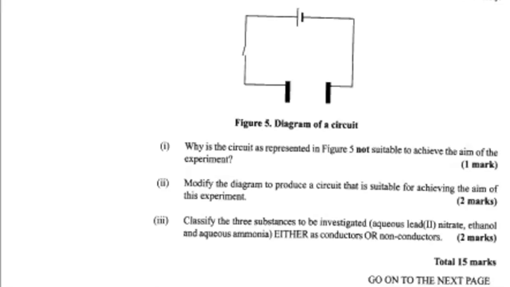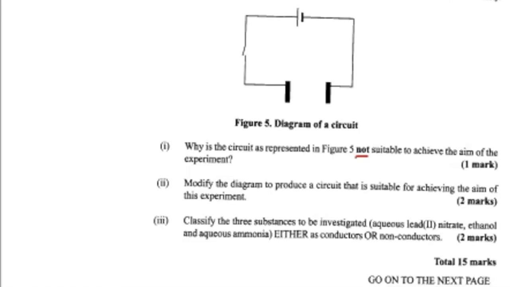Part B, figure 5 is a diagram of the apparatus proposed by a group of students to investigate whether aqueous lead nitrate, ethanol, and aqueous ammonia would conduct electricity. So we're examining the diagram. Part 1, why is the circuit as represented in figure 5 not suitable to achieve the aim of this experiment?